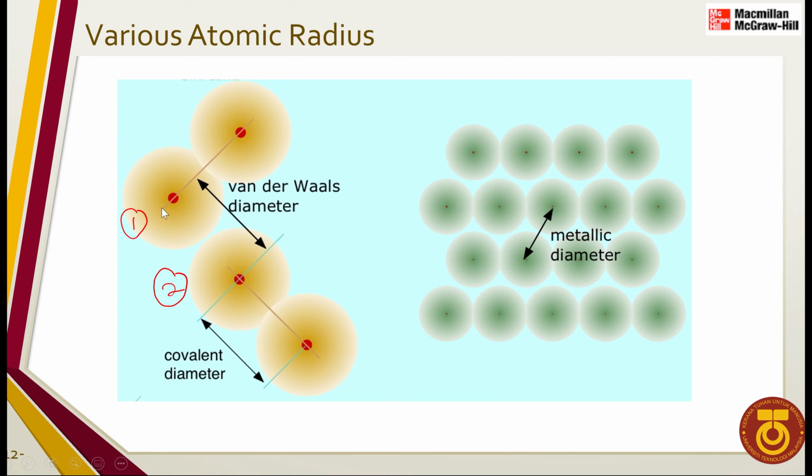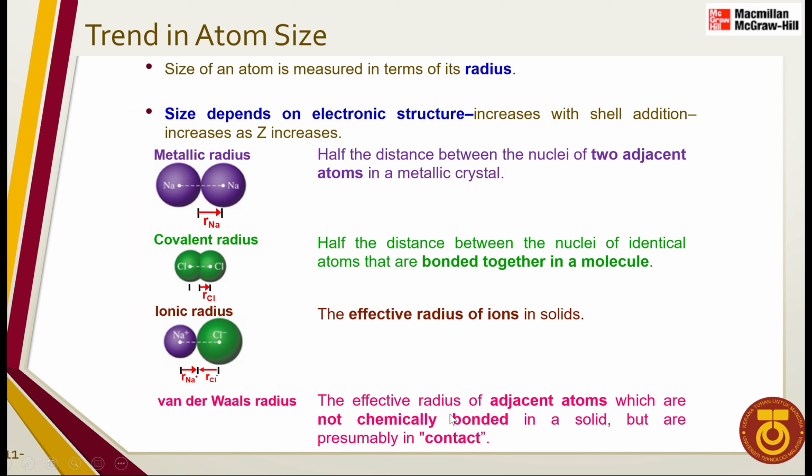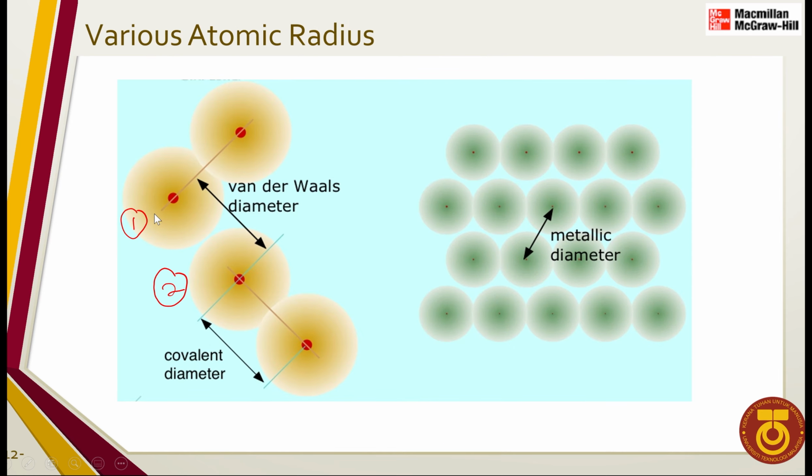So if it is with bonding, then it is the primary bonding. Here we see that from 1 to 2, between these centers, you don't see any line that bonds these two atoms. So that's why it is better interpreted as the van der Waals diameter. It shows that it is actually not chemically bonded, but it is only showing the contact between two adjacent atoms.